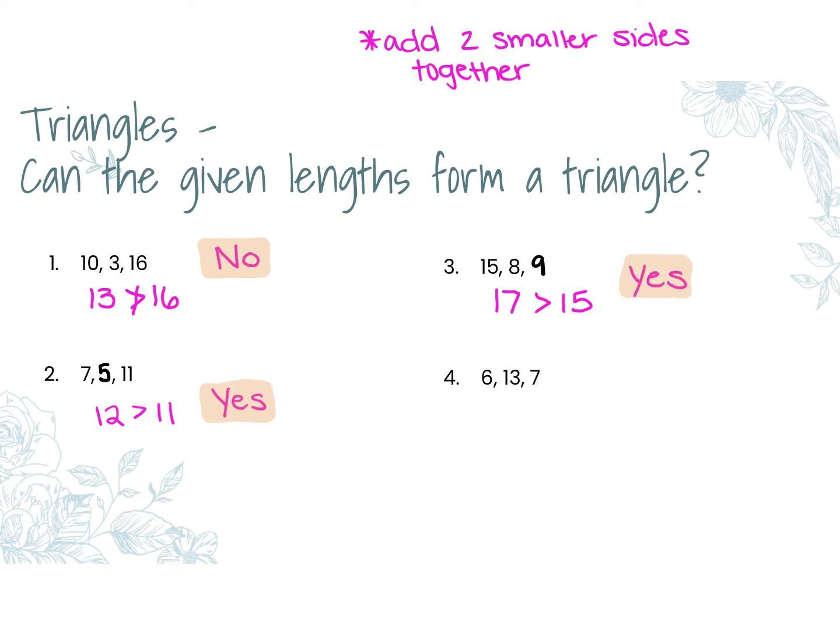And in question 4, I will add together the 6 and the 7, the two smaller side lengths, to get 13. And 13 is not greater than the longest side length, 13, so this would not form a triangle.